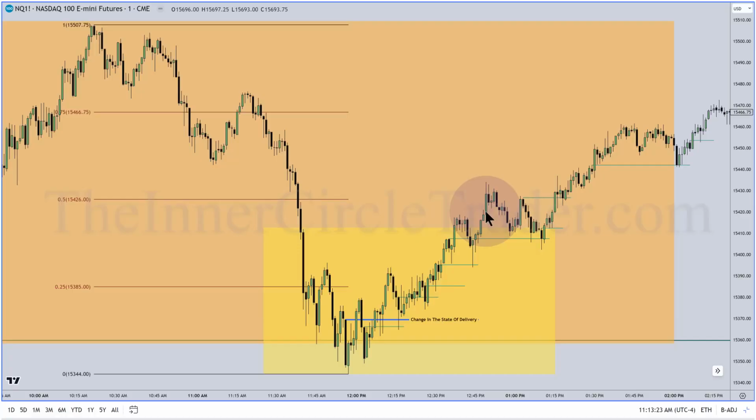A premium. Relative to what? The range, which is this high to that low. That is determined by this level here, which is equilibrium. At that level or below it is what? Discount. At that level or above is what?